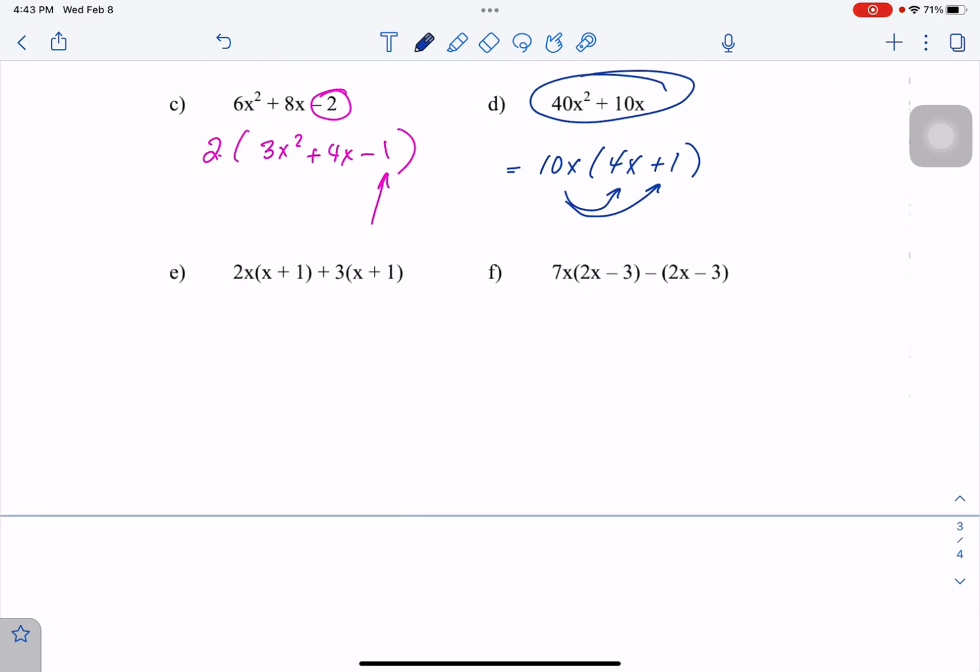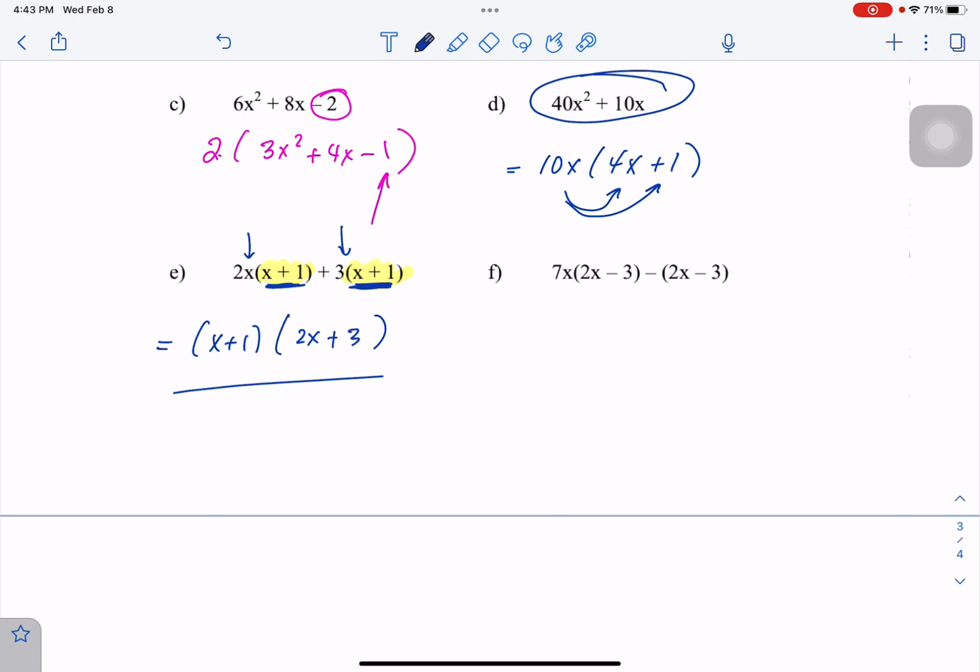Ooh, I've got a 2 times an x plus 1 plus a 3 times an x plus 1. Well, ladies and gentlemen, the only thing common are those brackets. So those brackets are what come out. And then what am I left with? If I get rid of that bracket, I'm left with 2x. And if I get rid of that bracket, I'm left with 3. And that is it. That's the end of the story, people.